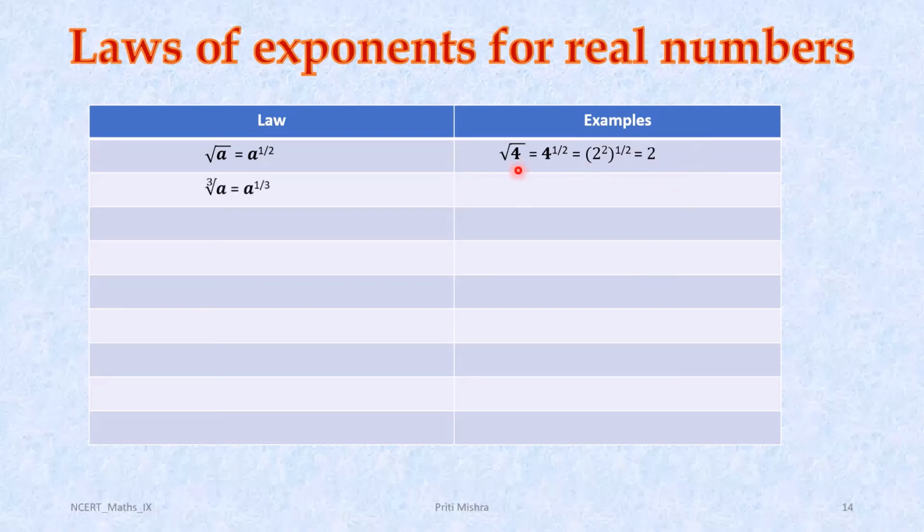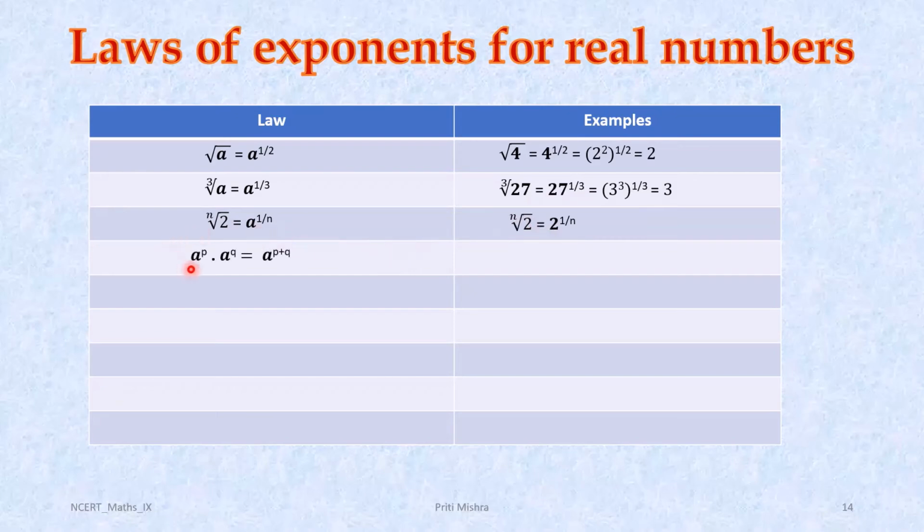The next law is cube root of a, which will be a to the power 1 by 3. Cube root means power 1 by 3. Let's have an example. Cube root of 27 means 27 to the power 1 by 3. 27 can be written as 3 cube, so 3 cube to the power 1 by 3 means 3. Next law, we have nth root of a, which means a to the power 1 by n. Let's have an example: nth root of 2 means 2 to the power 1 by n.